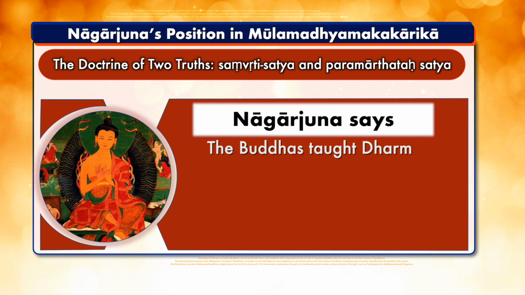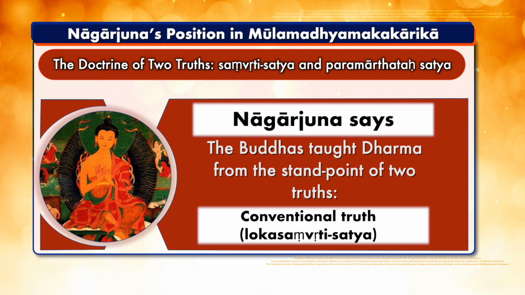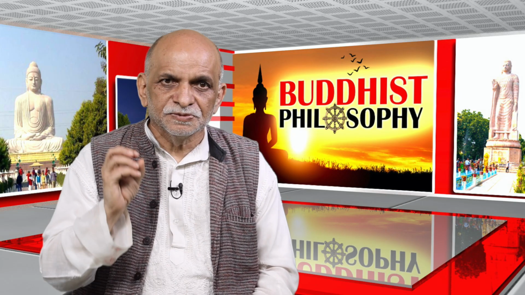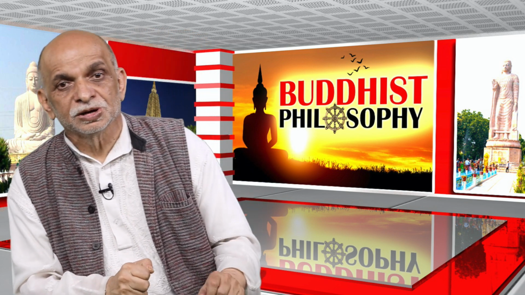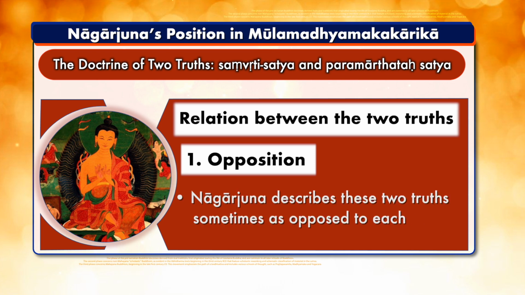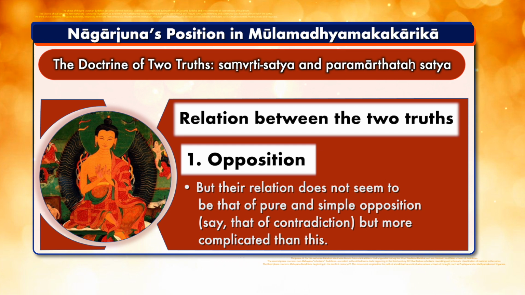Nāgārjuna says that the Buddhas taught dharma from the standpoint of two truths: conventional truth, that is loka samvriti satya, which can also be called prima facie truth, and ultimate truth, that is paramartha satya or paramarthataha satya. For understanding the philosophy of Madhyamika Buddhism, one has to be clear about the distinction between the two truths. Nāgārjuna describes these two truths sometimes as opposed to each other, but their relation does not seem to be that of pure and simple opposition, say that of contradiction, but more complicated than this.